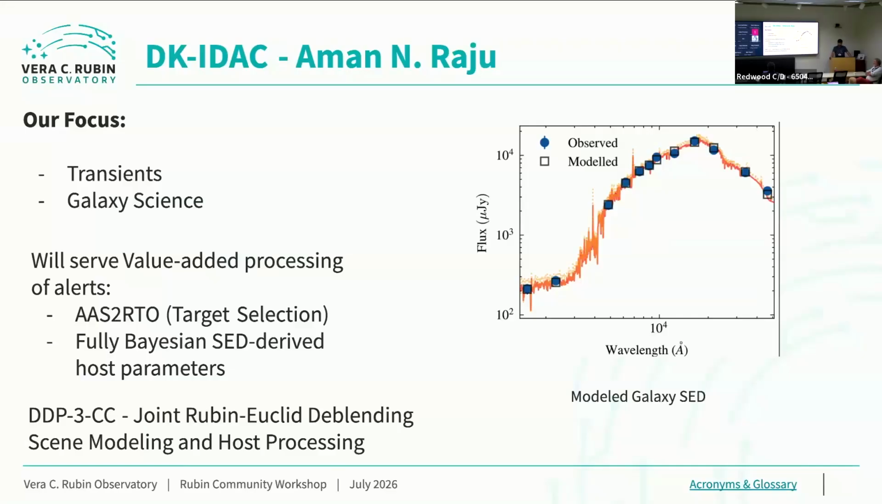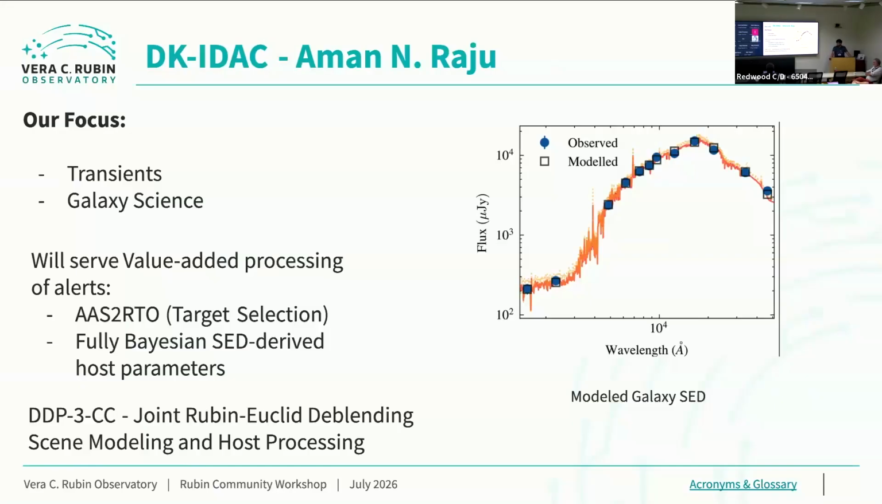We're also interested in adding some value to some of the LSST products. So we have target selection algorithms that can be run to understand which alerts can be spectroscopically followed up, depending on the metrics people have. And we also have an in-house fully Bayesian fast SED fitting tool that we're planning to try and use to get quick host properties for alerts to give them priority for follow-up and so on.